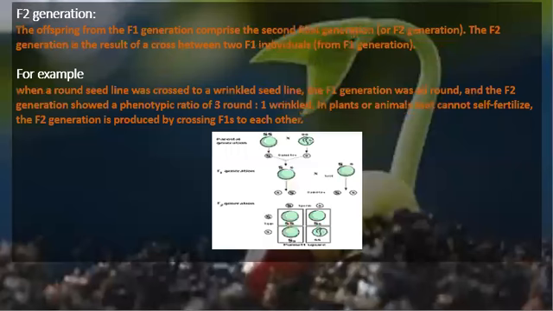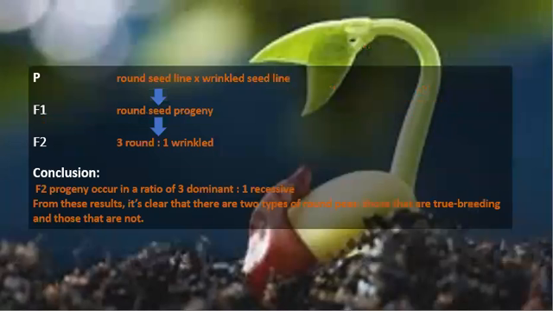F2 generation. The offspring from the F1 generation comprise the second filial generation. The F2 generation is the result of a cross between two F1 individuals. For example, when a round seed line was crossed to a wrinkled one, the F1 generation was all round and the F2 generation showed a phenotypic ratio of 3:1. 3 is round and 1 is wrinkled. In plants or animals that cannot self-fertilize, the F2 generation is produced by crossing F1s with each other.